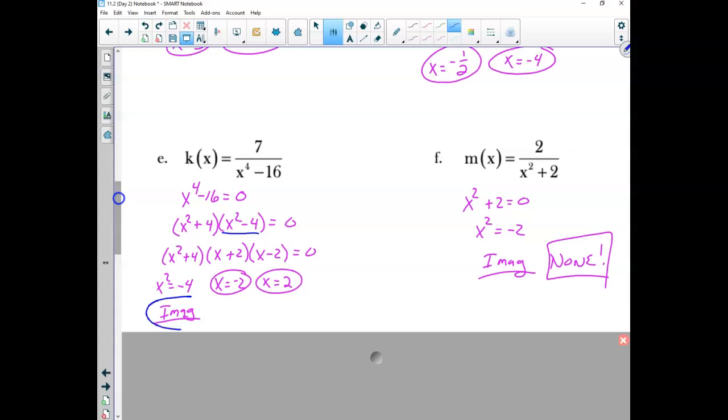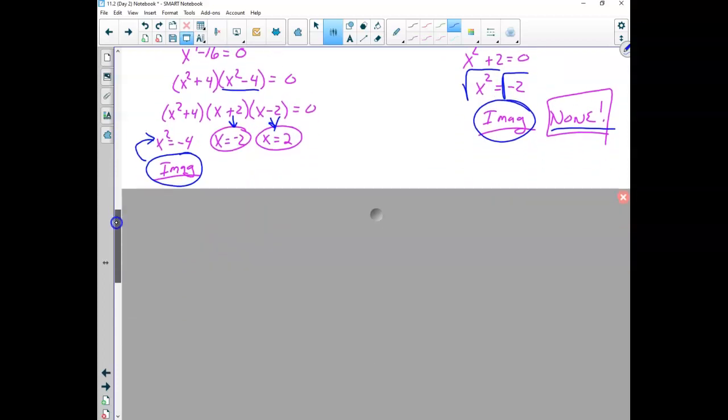That's going to be imaginary, so there are no vertical asymptotes from that factor, but there's a vertical asymptote of negative 2 from that one, and a vertical asymptote of 2 from that one. And when I come over here in f, I take x squared plus 2, set it equal to 0, x squared equals negative 2. When I square root that, I see it's going to be imaginary. Therefore, I have no vertical asymptotes because I can't graph imaginary things in the real coordinate plane.